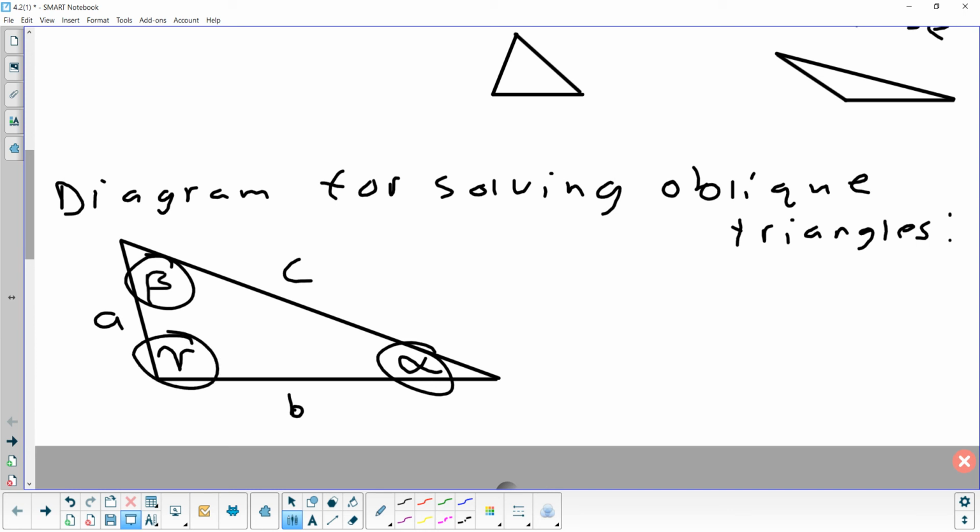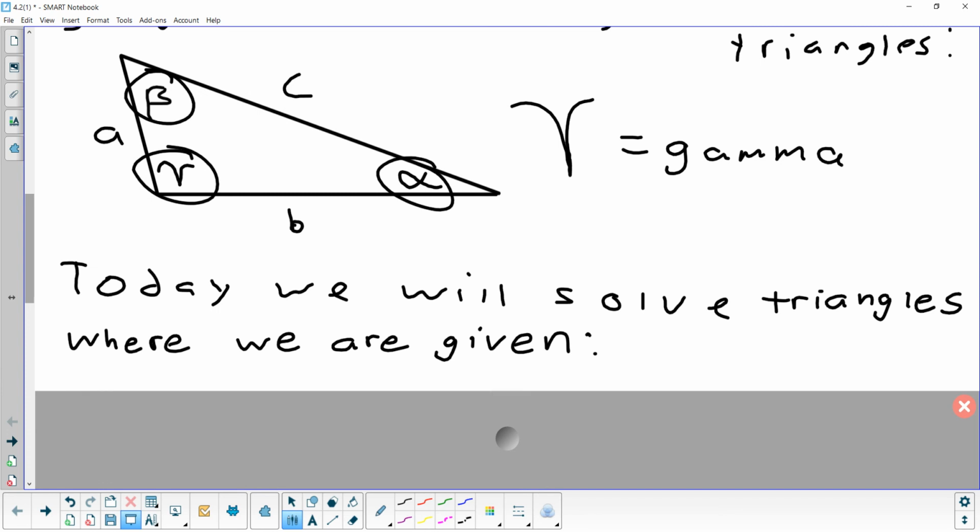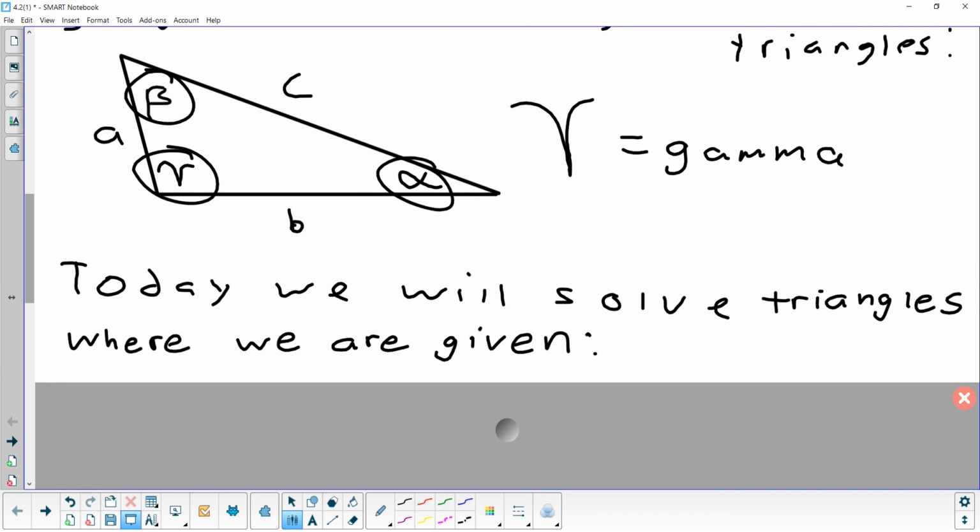And now, this one is one we haven't used, because before, that was always a 90. So we just drew in the symbol for 90 degrees, and that was it. Well, now, this symbol, which looks like that, is gamma. So that's the Greek letter gamma. And gamma will always be drawn across from C. A across from alpha, B across from beta, C across from gamma.